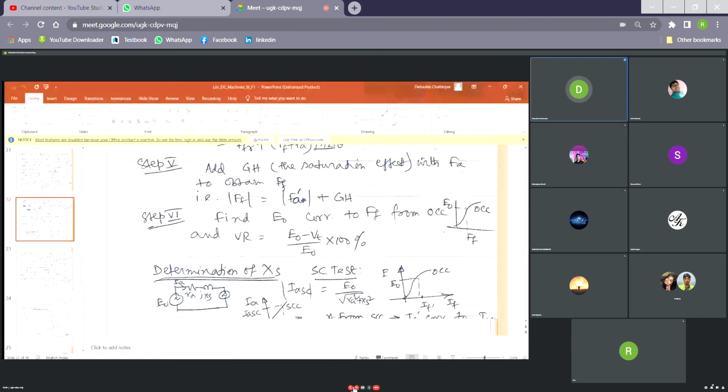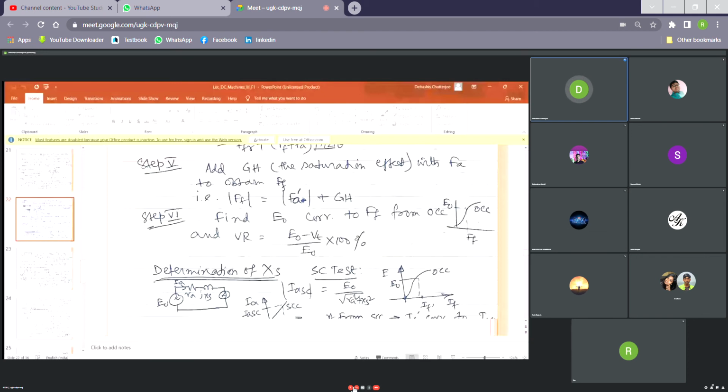We use the short circuit test. What is the short circuit test? You short circuit the armature and run the machine at a speed between 1/3 of synchronous speed up to synchronous speed, or even higher. And then you apply some field voltage, so there is a field current, okay? And then you measure the short circuit current.